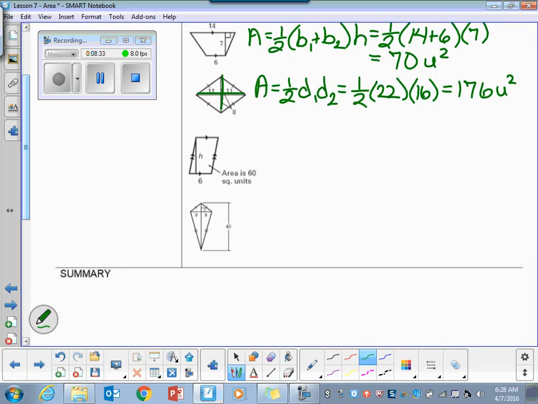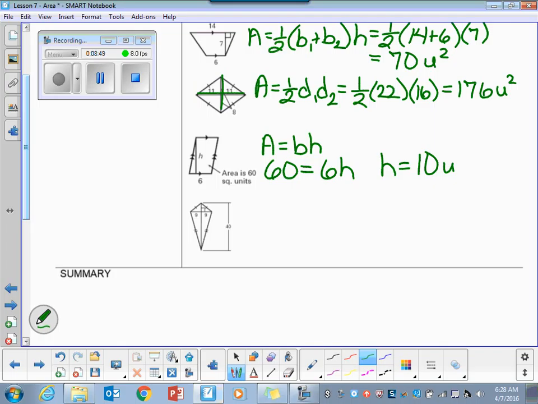Okay, I've got a parallelogram. So area equals base times height. I know my area is 60. My base is 6. My height is 10. So my height is 10 units.